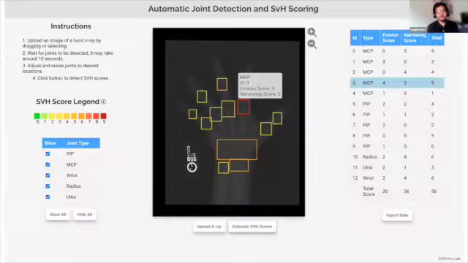And for the platform I was talking about, we have a brief prototype setup that shows how the platform will work, where the clinician can upload an X-ray and press the estimate SVH button, which will predict these bounding boxes and also predict the erosion and JSN scores associated with each joint.